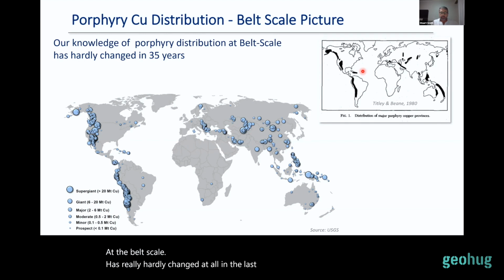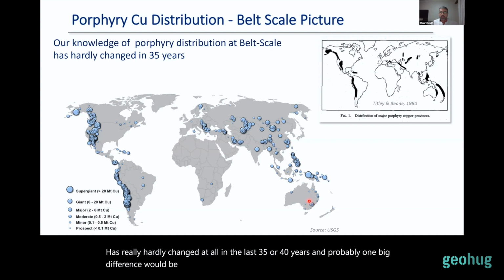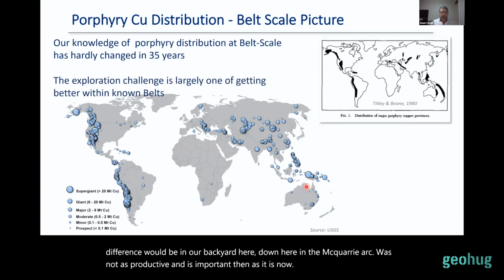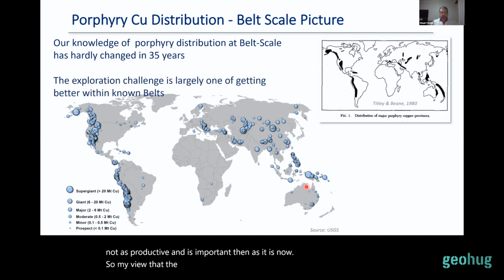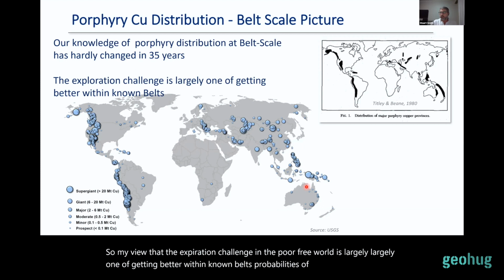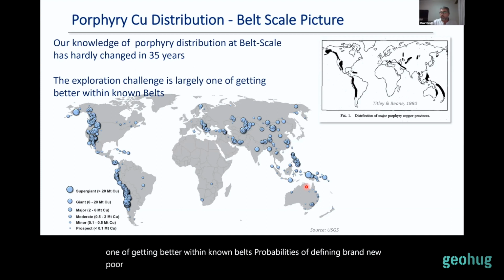And probably one big difference would be in our backyard here, down here in the Macquarie Arc, which was not as productive and as important then as it is now. So in my view, the exploration challenge in the porphyry world is largely one of getting better within known belts. Probabilities of defining brand new porphyry belts are pretty low, so it's about getting better within those belts.